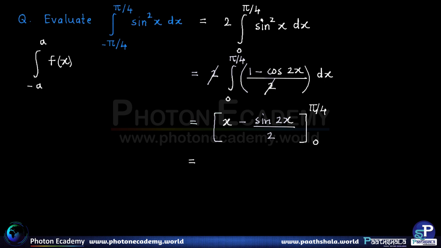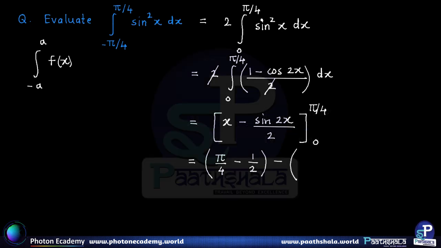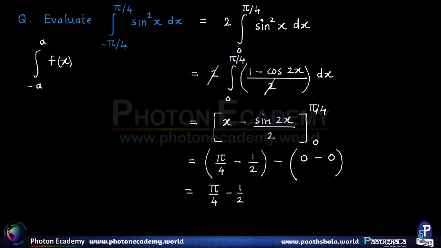So putting the upper limit we have pi by 4 minus sine of 2 into pi by 4, which is sine of pi by 2, which is sine 90, which is 1. So we have 1 by 2 as the expression of the upper limit minus, when we put x as 0, the first term is 0 minus sine of 2 into 0, which is sine 0, so which is finally 0. So therefore the final answer is pi by 4 minus 1 by 2. If you want, we can simplify it as pi minus 2 upon 4.